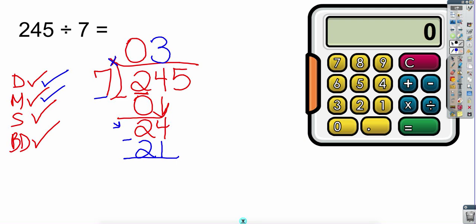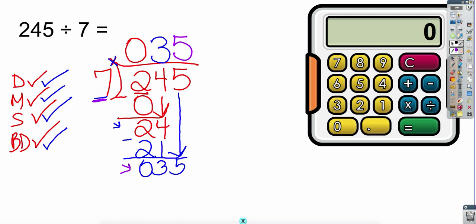Subtract. Bring down. Repeat. How many times does 7 go into 35 without going over? 7, 14, 21, 28, 35. Exactly 5 times. So divide goes up on top.